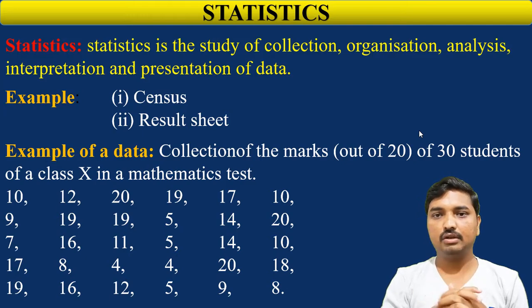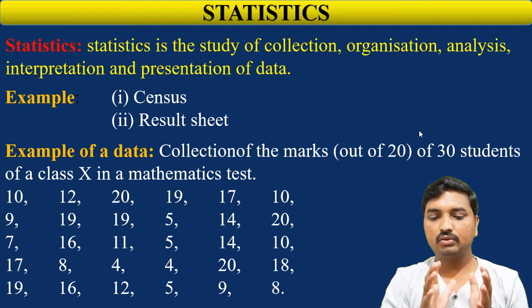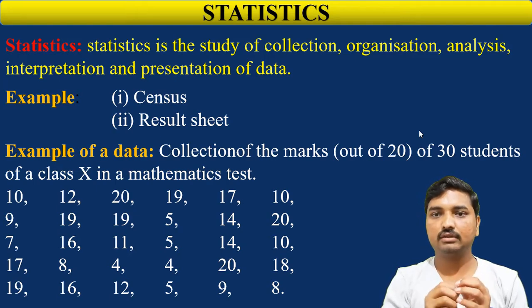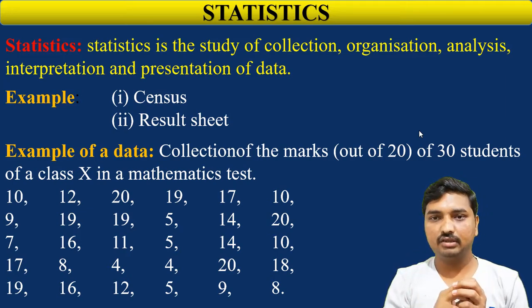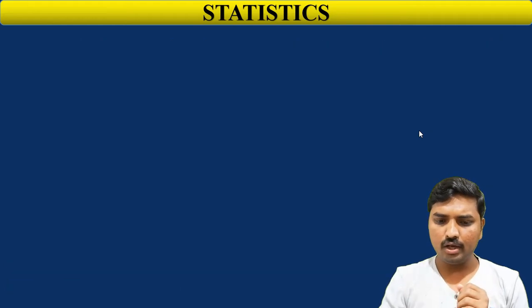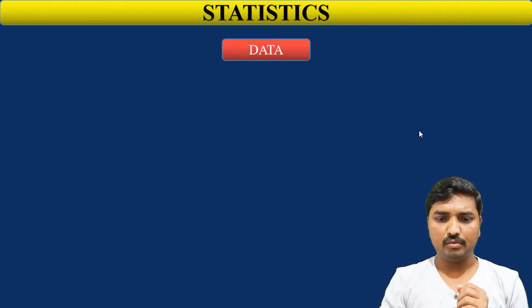So this is also called what? Data. This is an example of data. There are totally 30 data present. Data are also called observations. Observations and data are both one and the same, they are synonyms. So now let us look at more about this.